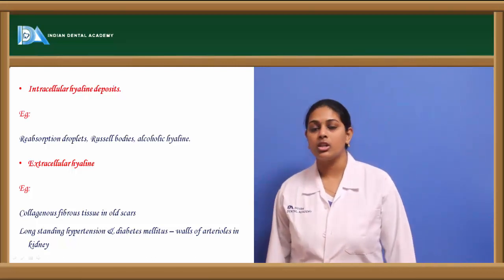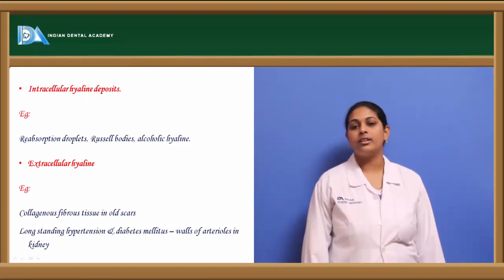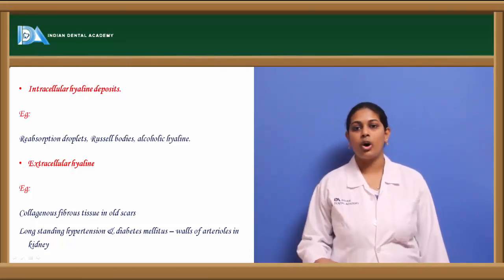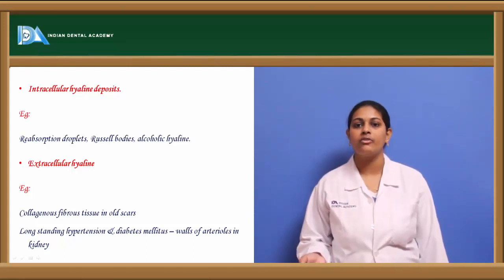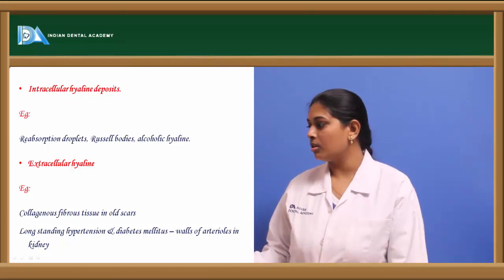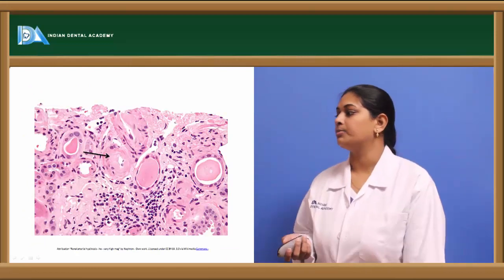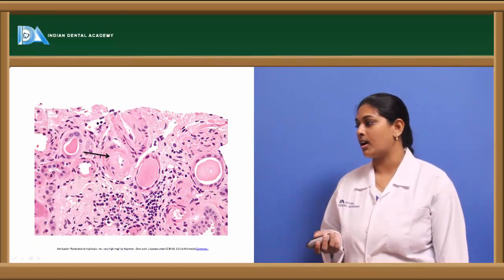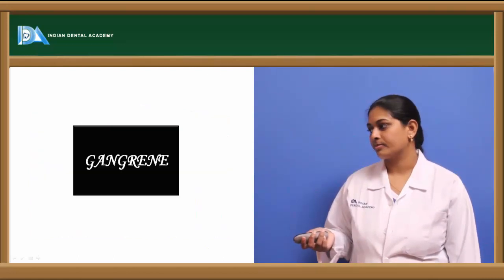Otherwise, we can also see it in long-standing hypertension as well as in diabetes mellitus, where the arterial walls show hyalinization because of certain depositions. It could be a clot or any proteins. So this is a picture showing the hyaline changes, where an artery, denoted by an arrow mark, shows hyalinization within the arterial wall.